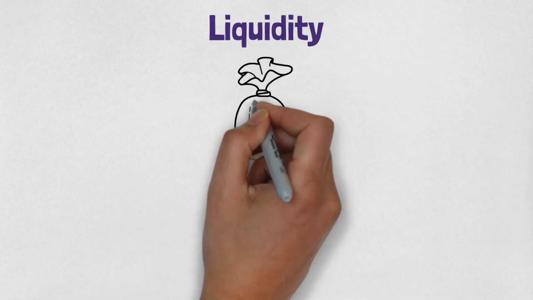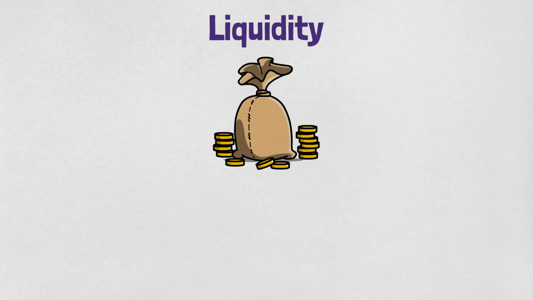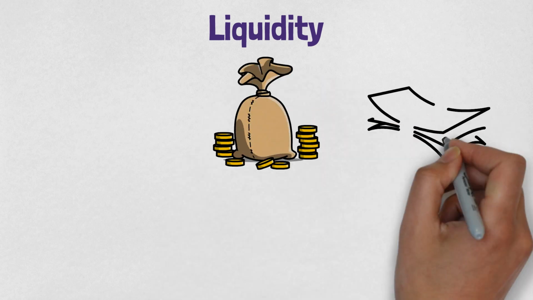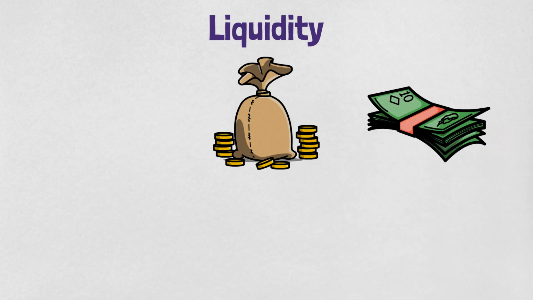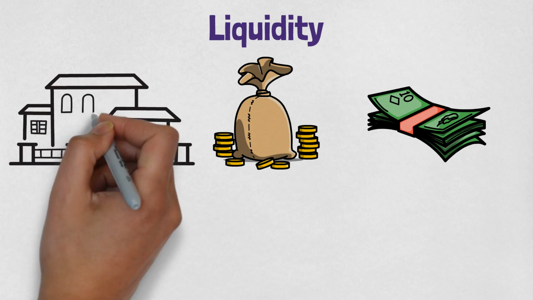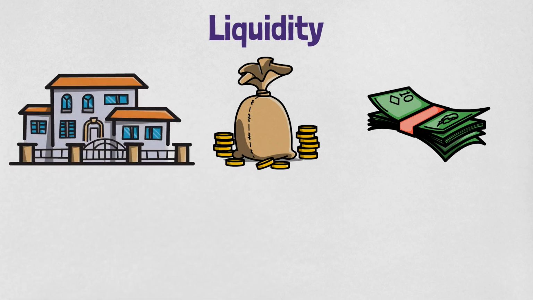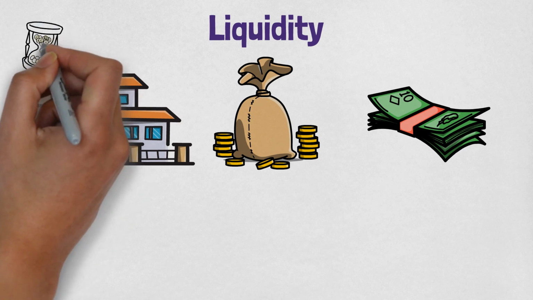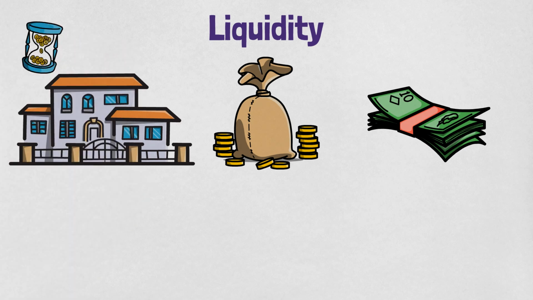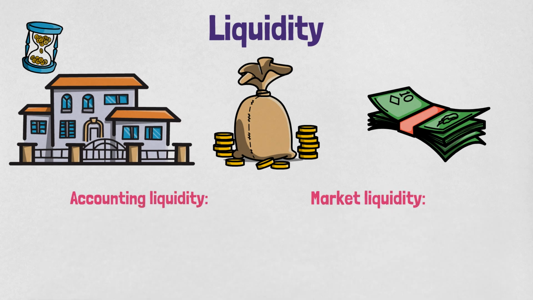Liquidity refers to the accessibility of money or the ease with which you can convert assets into cash. Regarding assets, the most liquid of all assets is cash itself, whereas tangible items are less liquid. For example, real estate is generally not very liquid as it takes time to build value, and selling these assets can also take time. The two main types of liquidity are accounting liquidity and market liquidity.